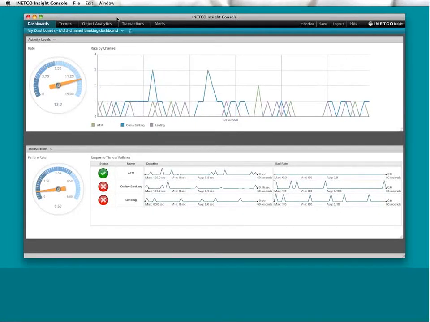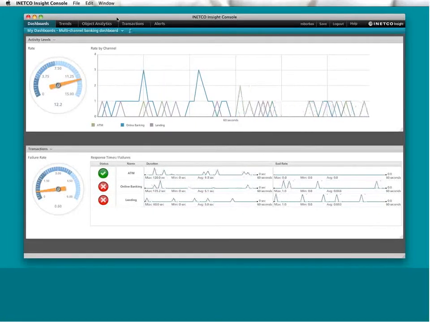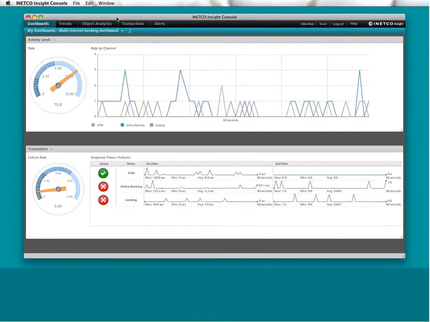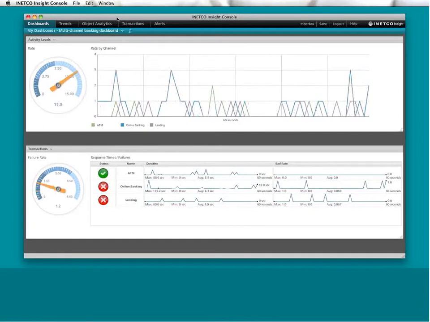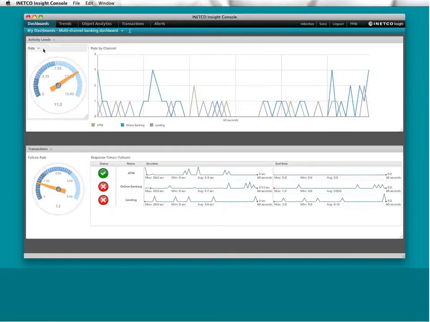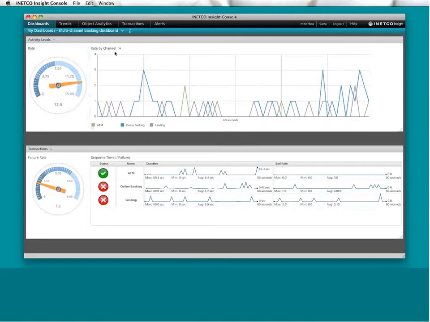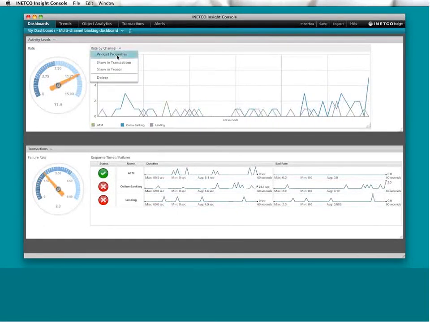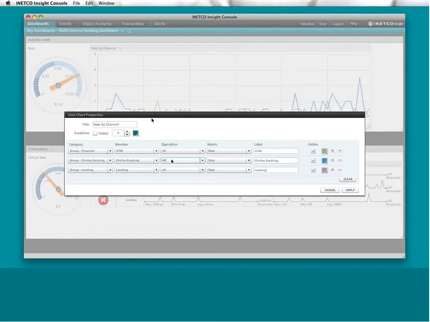On the notion of configurability, though, a big part of this is you're putting in place a platform that is going to be used across channels by a variety of different people who may want to see the world in different ways. And so you want every aspect of the system to be configurable. So for instance, if you don't want to look at rate by channel here, well, you should be able to just change that and add different channels.